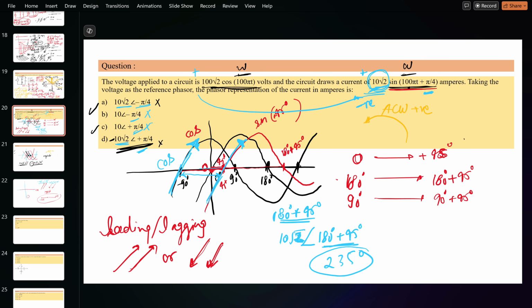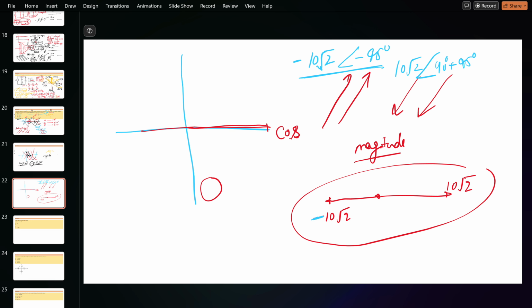If you see here, the sine was actually leading by 90 plus 45 degrees. Basically, sorry, this is 90 plus 45 degrees, so it will be 135 degrees. So it was leading by 135 degrees. If you draw it here, the cos was the reference. So this was 90 degrees and this angle is 45 degrees. So this whole is a 135 degree angle. Because it was 10 root 2, the angle was coming 10 root 2 angle 135 degrees.